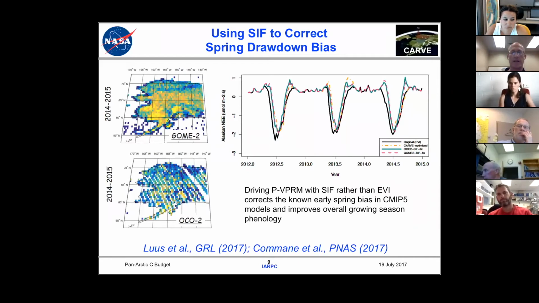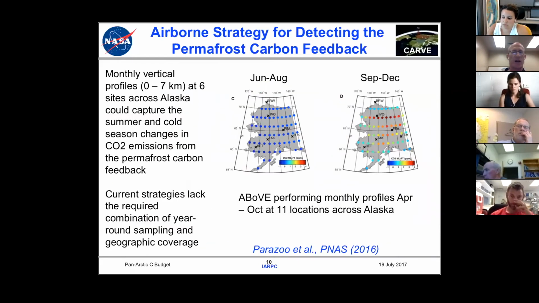Then Nick did a very nice job of looking at what kind of a strategy one would need to detect the permafrost carbon feedback. It's shown here in these two little maps. You don't see very much of a gradient across Alaska during the June to August growing season, and so you might be able to get by with one or two sampling sites.